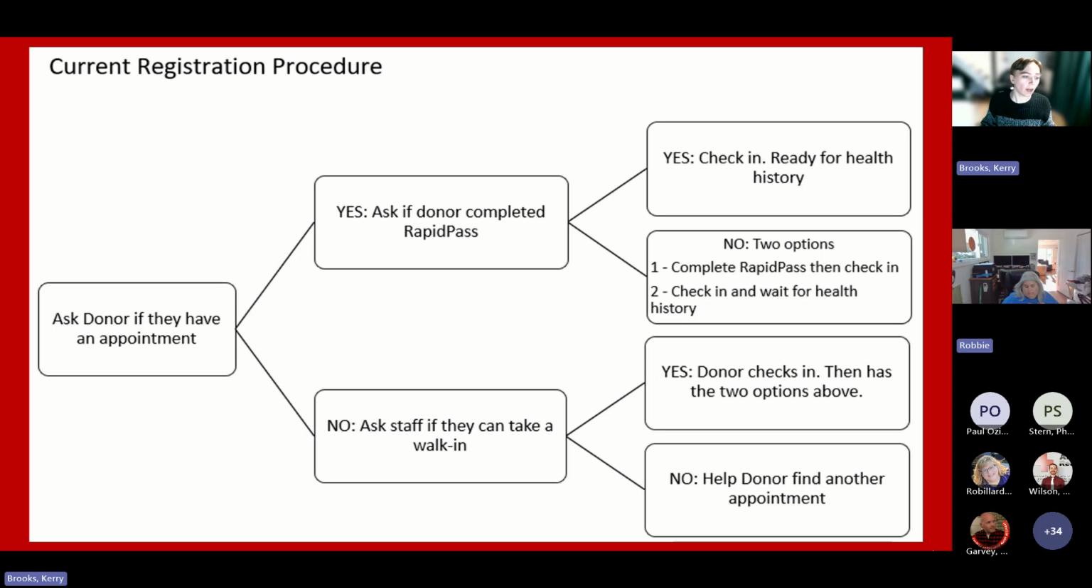If the donor does not have an appointment when they come in, you'll need to ask the staff if they can take a walk-in. And then if the staff can take a walk-in, the donor will check in. They won't have had the opportunity to do the Rapid Pass ahead of time, so it'll be the same two options that I just went over. If the staff cannot take a walk-in, we'll help the donor find another appointment.